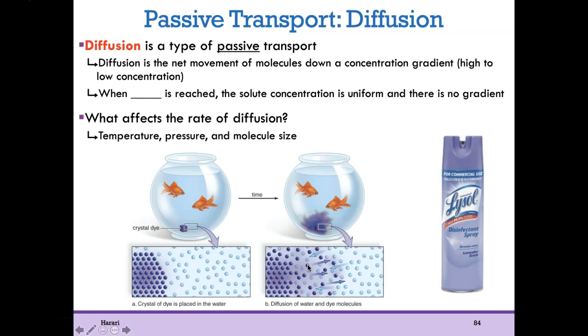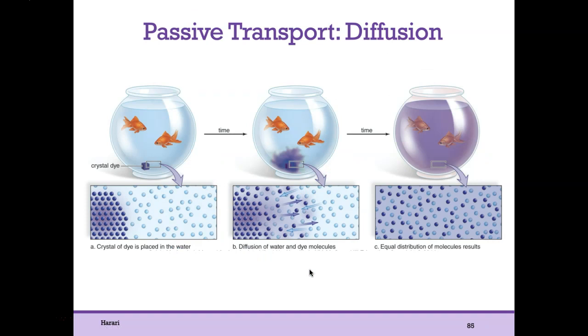And again, this is showing over time. Molecules diffuse just by random motion until equilibrium is reached. Is this dye hydrophobic or hydrophilic? And how do you know? So this must be a hydrophilic dye because it's dissolving in the water and it's evenly distributing with the water molecules. If it were hydrophobic, you would see a separate dye layer on top.